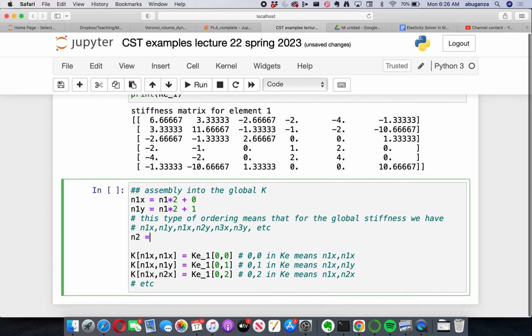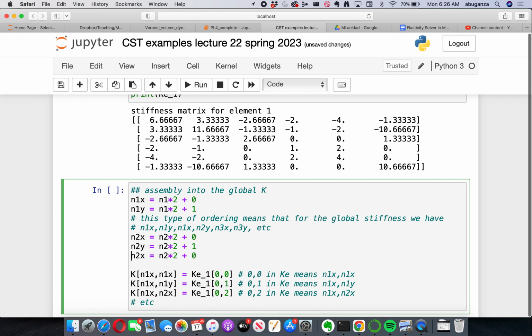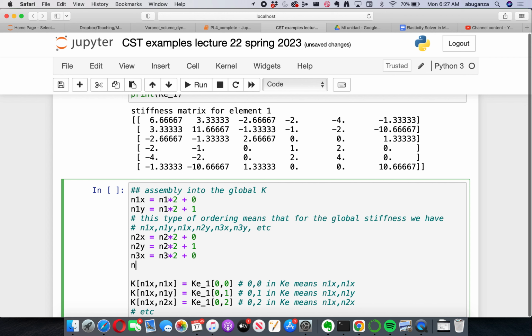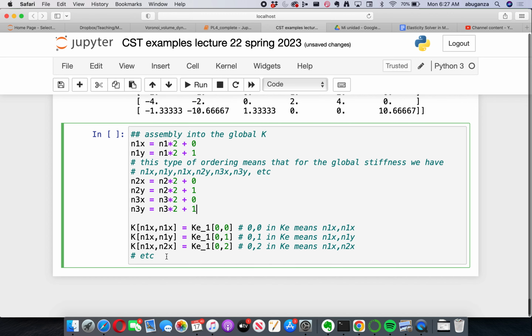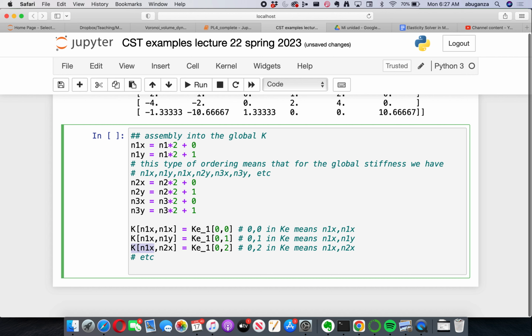And so you can continue. So n2x is just n2 times 2 plus 0. You do the same thing for all of them. So n2y. Out of n1, n2, and n3, I am going to get 2 numbers each. And then now I can do all of these, etc.